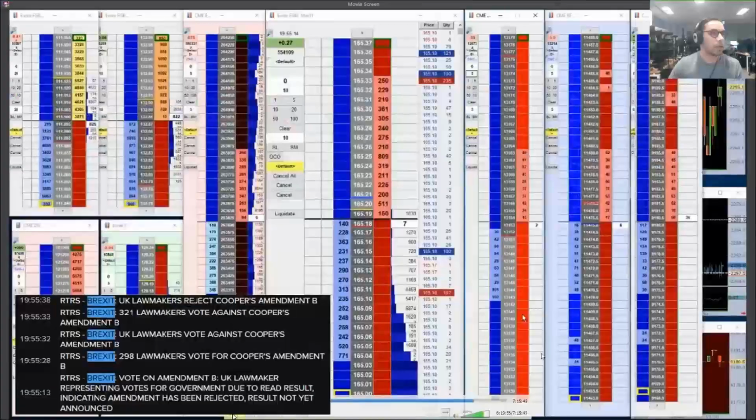So here's a shot of my ladders. We can see here just the headlines which I was waiting for, which related to Cooper's Amendment B. So we can see UK lawmakers reject Cooper's Amendment, and focusing here on the cable ladder, although we are trading at the lows at this point, I still knew that I wanted to hit it.